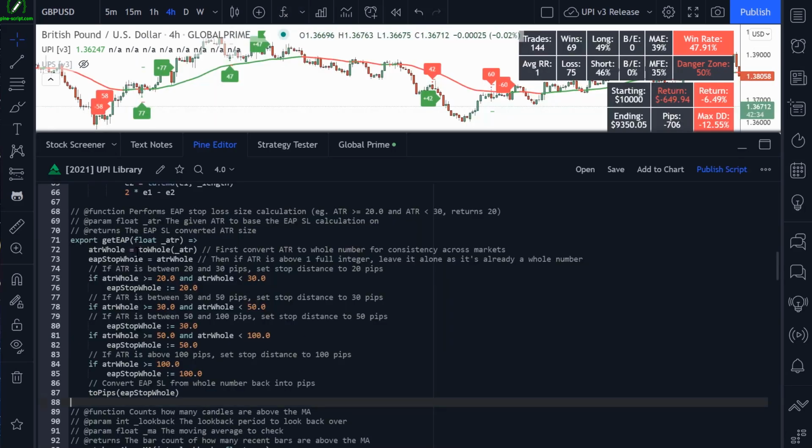So here is the source code for calculating the EAP stop loss. You don't need to understand what this code does, but this is the easiest way I can think to show you. So this EAP calculation takes in the ATR as an input, and then it checks if the ATR is between 20 and 30, then it returns 20. And then this is our stop loss distance. So it basically rounds the ATR down based on certain brackets. So the next bracket is if the ATR is between 30 and 50, then it sets the ATR to 30. If it's between 50 and 100, then it sets it to 50.